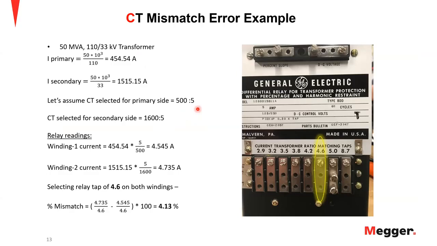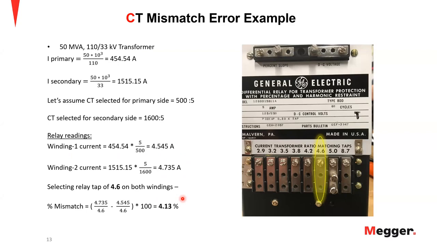So with all this information, let us see what will the relay read for my nominal current on the primary. What will the relay read as a secondary current, right? So for the winding 1 current, we will read 4.54 amps, and for winding 2, it's 4.7 amps. So if you look at the tap setting here, the closest tap that I can use for both the values is 4.6, right? If I select 4.6 as my tap, of course, they are not same as what I calculated them for. So you will see a 4.13% mismatch.